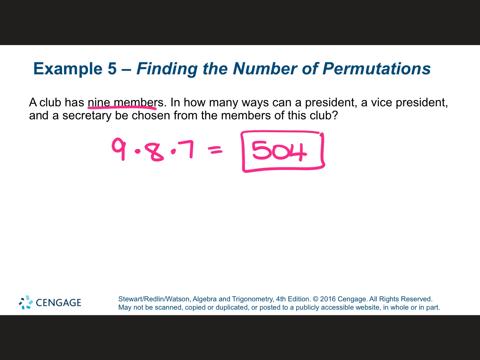Another way of writing this, it would be that 9 permutation 3. You have 9 total members. You have 3 positions that will be held out of those 9 members.